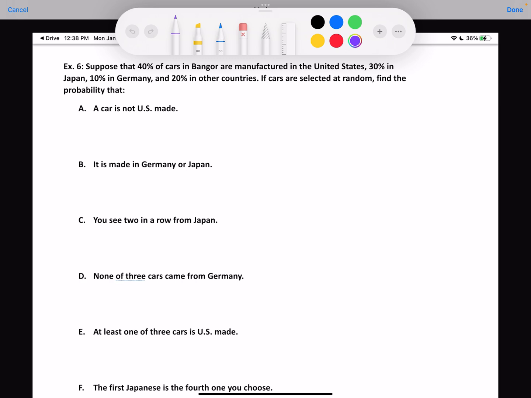Why are we doing 60? Because 40 is what they are, so you would do 60 that are not. So it's 1 minus the probability that it's made in the U.S. Oh, right, we're doing this in the fancy stats way, which is 1 minus 40% manufactured in the U.S., so 1 minus 0.40. Or you can do 100 minus 40, I don't really care, is equal to 60%. So my thinking was right. Yes.